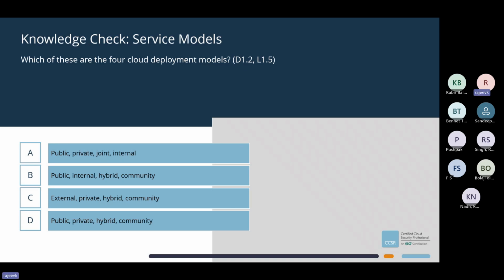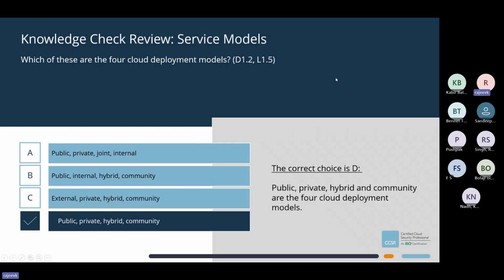I think everyone is on the same note: public, private, hybrid, and community. Definitely the other options are not relevant. So the best answer is D.